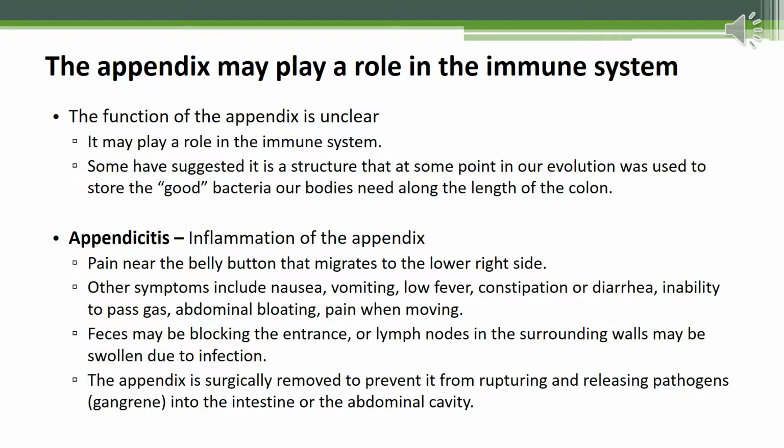Other symptoms of appendicitis include nausea, vomiting, low fever, constipation or diarrhea, inability to pass gas, abdominal bloating, and pain when moving. And the reason the appendix might be inflamed is that feces may be blocking the entrance, or lymph nodes in the surrounding walls may be swollen due to infection. And like I said earlier, the appendix can be surgically removed to prevent it from rupturing and releasing pathogens such as those which cause gangrene into the intestine or the abdominal cavity. And since the appendix essentially doesn't have a function, people do just fine without it.